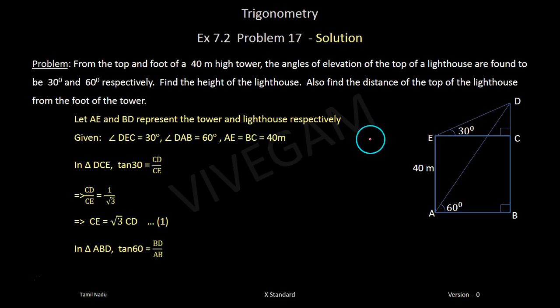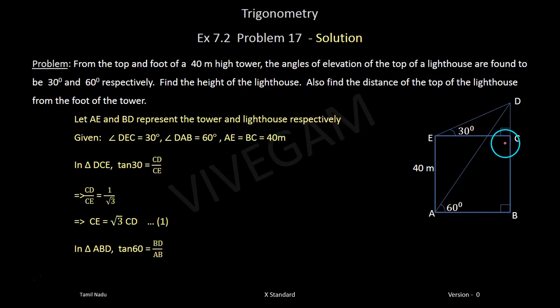Okay, solution. So, let AE and BD represent the tower and the lighthouse respectively. So, what is AE? This is the tower and BD is the lighthouse. So, from the bottom and the top of the tower, you are observing the top of the lighthouse. So, join these lines and you get the angle of elevation 30 degrees and 60 degrees.